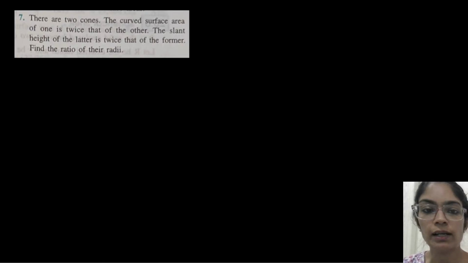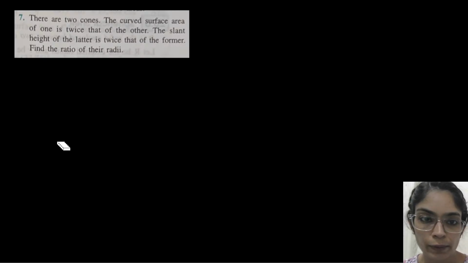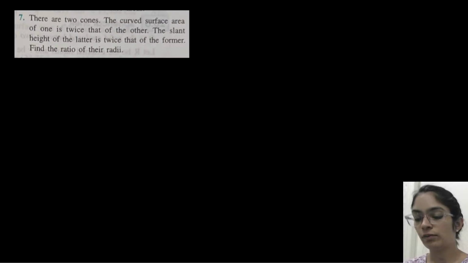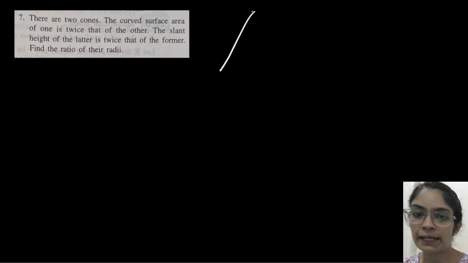So first of all, as usual, whatever we do, let's figure out what is given to us, then what we have to find, and then we'll do the question. So let's start. There are two cones. The curved surface area of one is twice that of the other. The slant height of the latter is twice that of the former. So find the ratio of the radii. So what is given to us? So we'll see here. I'll just explain you.